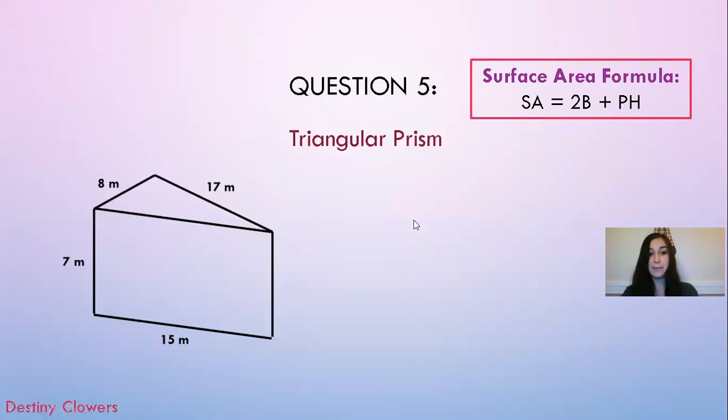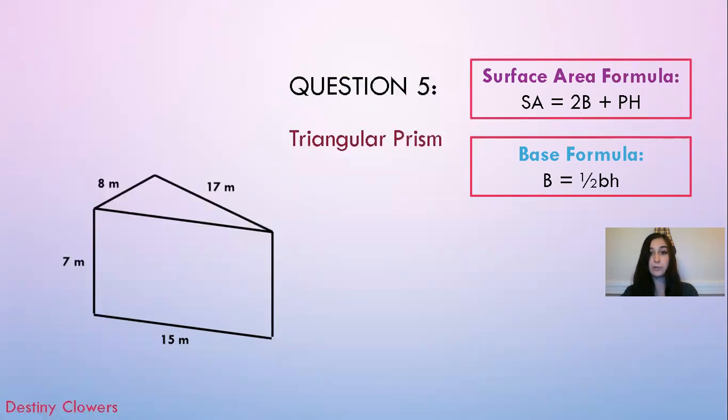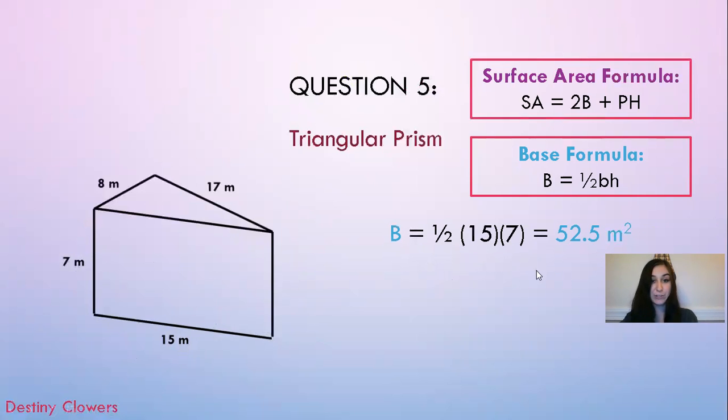Now, in order to find the base of this right here, we've got to use another formula, which is 1/2 times little base times height. So we're going to plug in our numbers. This right here is the base of the actual base that we're trying to find. So 15, we're going to times it by 7 for our height. And when we do that, we get 52.5 meters squared. So that means that the surface area for the base is 52.5 meters squared.